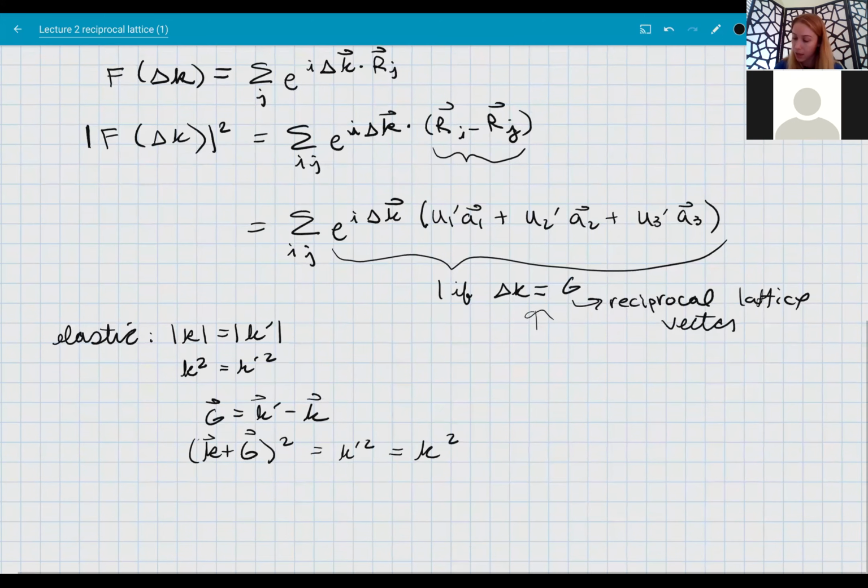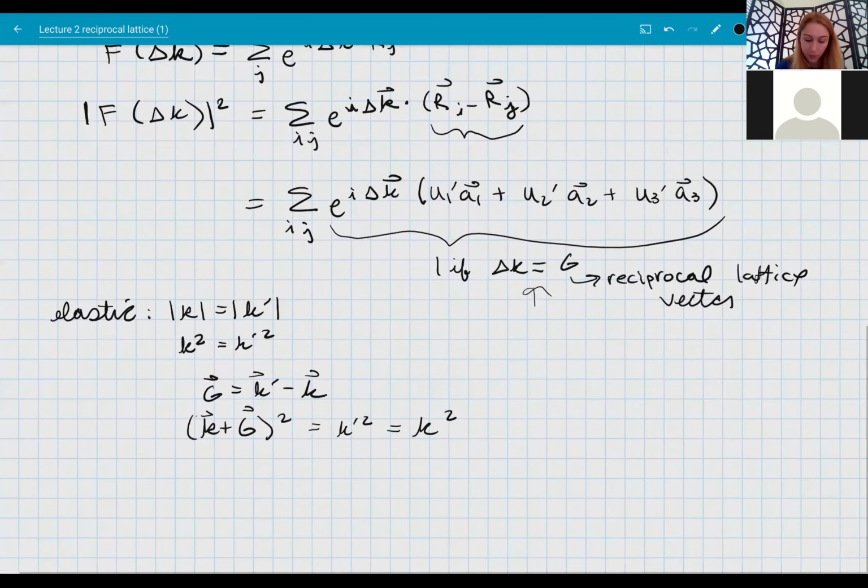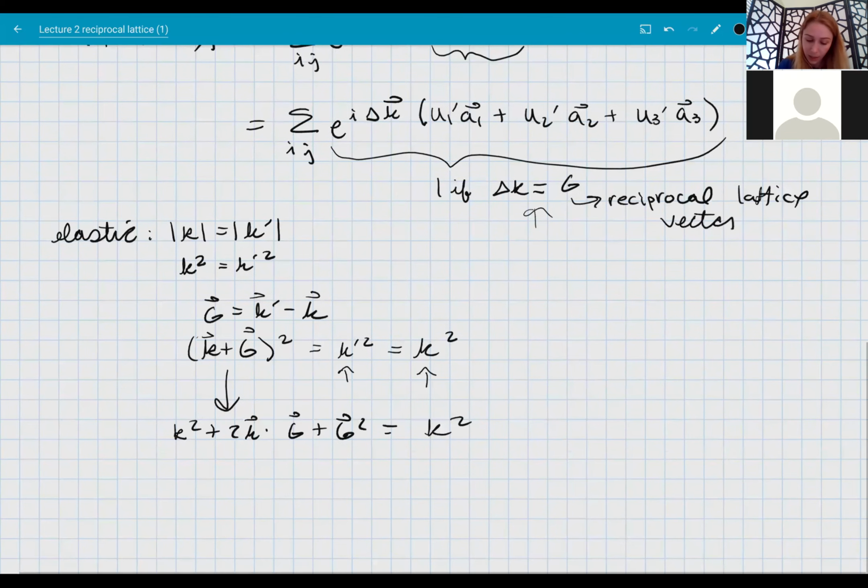Basically, the k prime squared thing is just straight squaring both sides, and then the k squared is because k prime squared is equal to k squared. But anyway, let's work out this left-hand side. So this equals k squared plus 2k dot g plus g squared is equal to k squared. And then we get 2k dot g plus g squared is equal to 0.